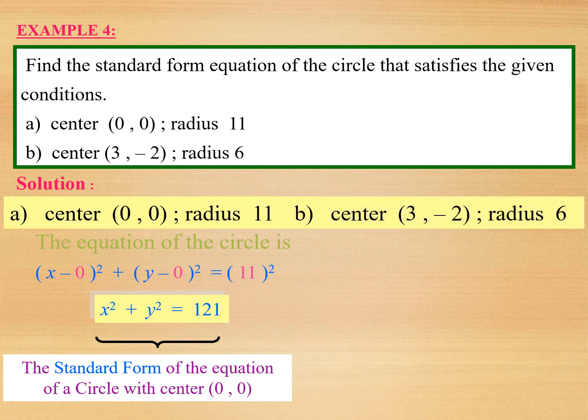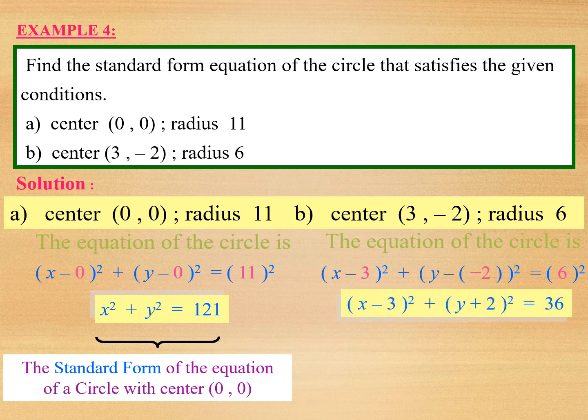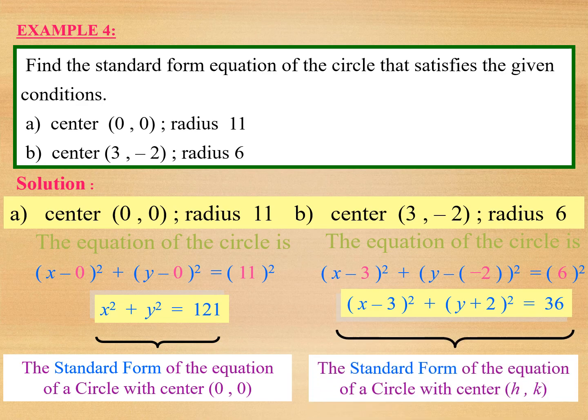B. Center is given (3,-2), radius 6 units. So the equation of the circle is (x minus 3) squared plus (y minus negative 2) squared equals 6 squared. So when we simplify, we get (x minus 3) squared plus (y plus 2) squared equals 36. This is the standard form of the equation of a circle with the center (h,k).